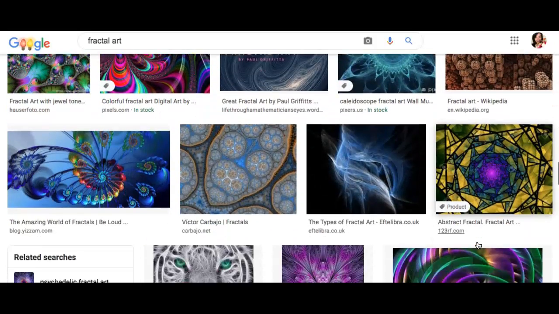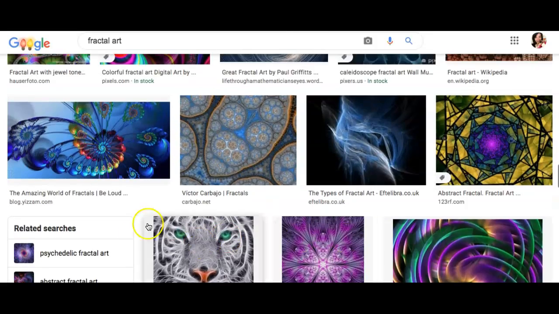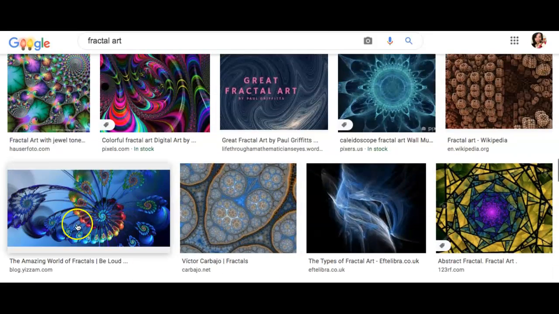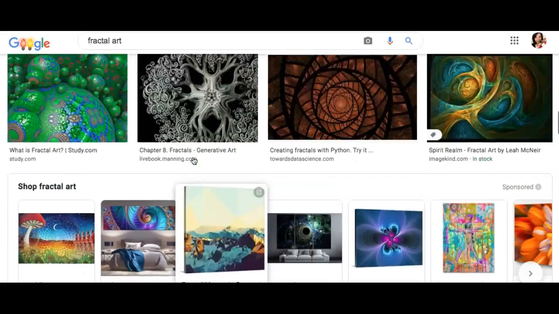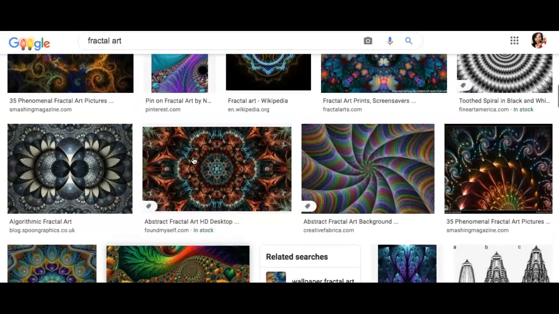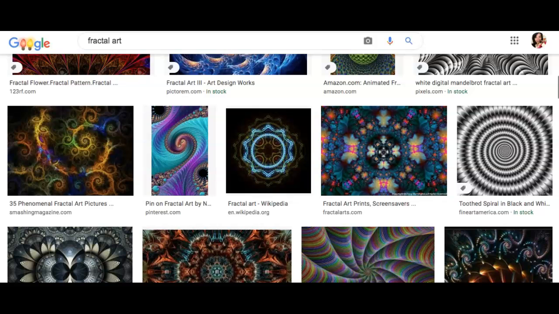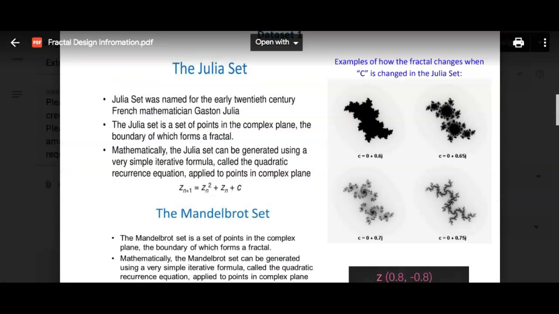Okay, so these are all examples of fractal art. I don't know about this guy, but all of the ones, these look like really kind of psychedelic, cool fractal art that's made with a mathematical formula. So let's go back and learn about this formula.